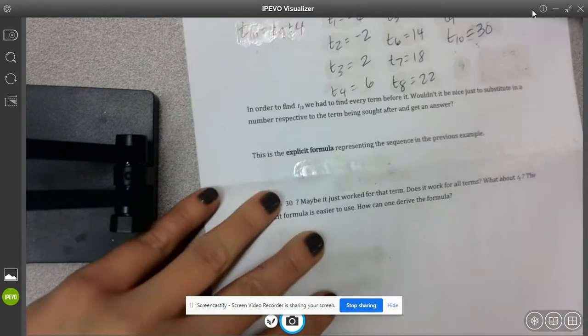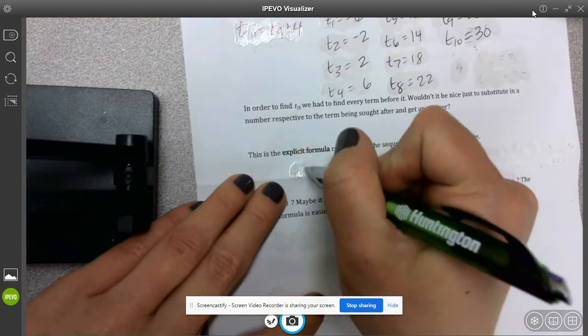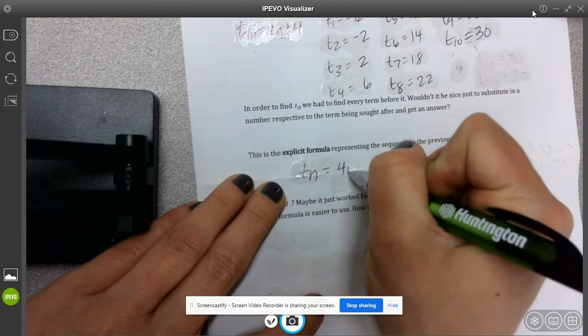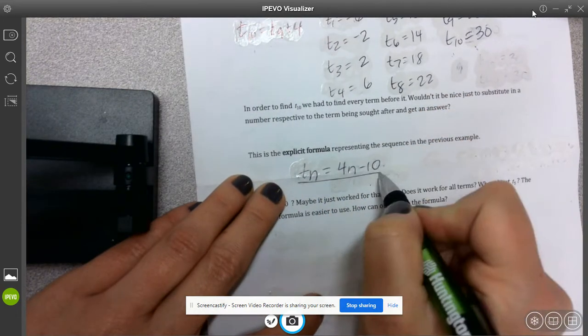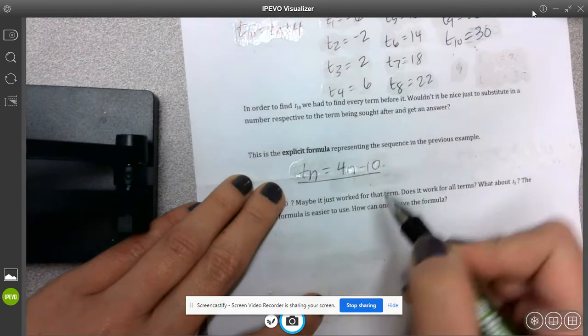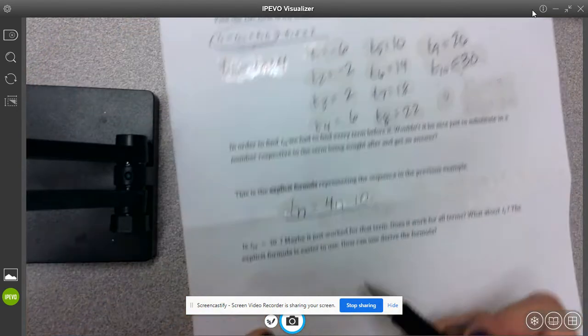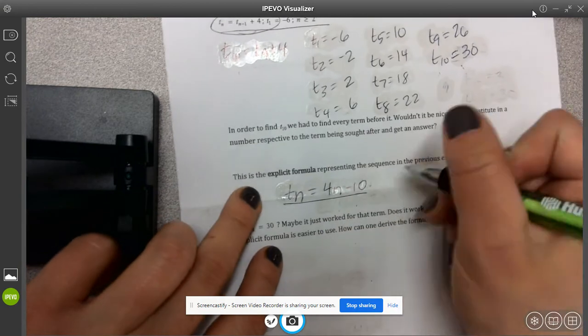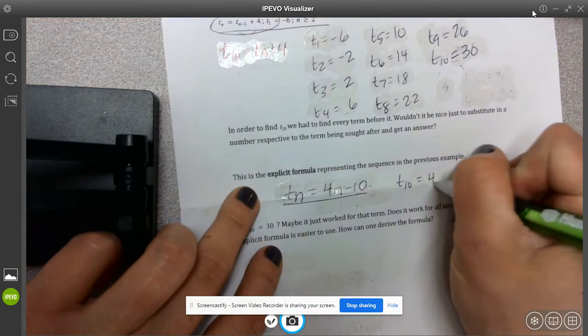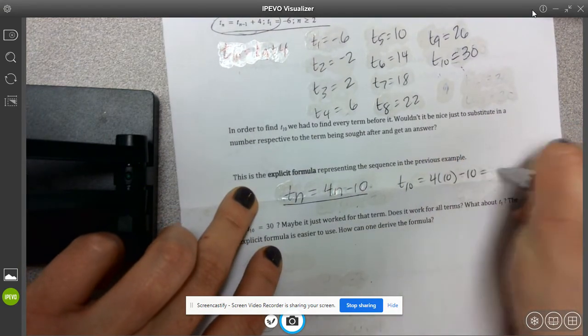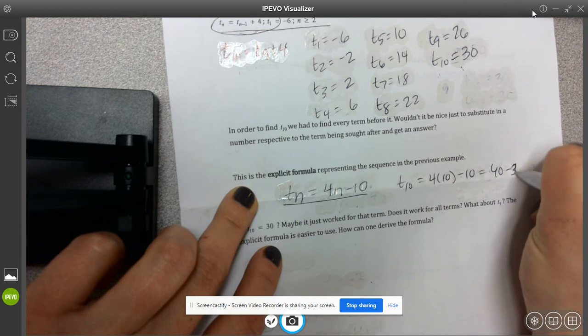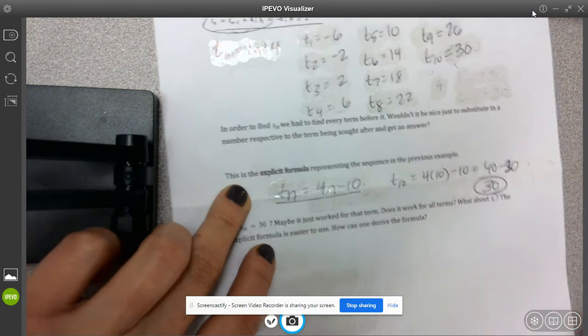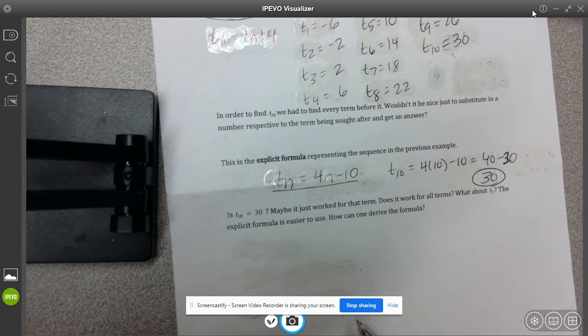Okay, we can. It's called an explicit formula. If we just have this formula, t sub n equals 4n minus 10, this formula and this formula both represent our pattern, but with this one we have to find all the previous terms, and with this one we don't. If we just plug in 10, we get 30.